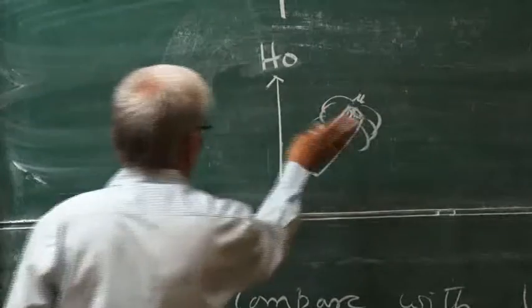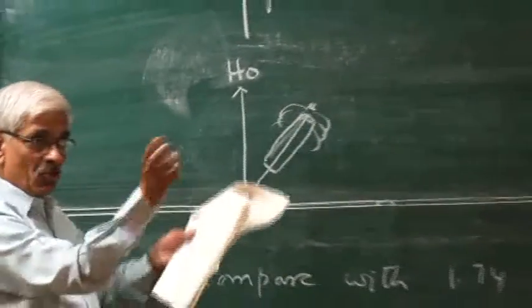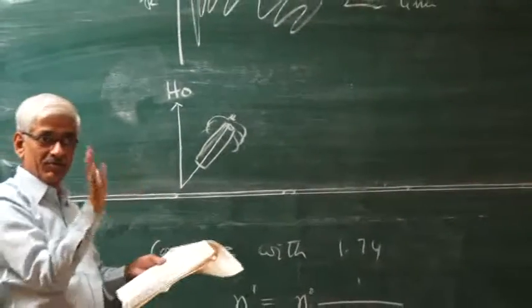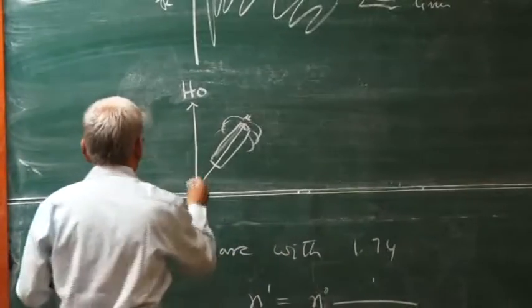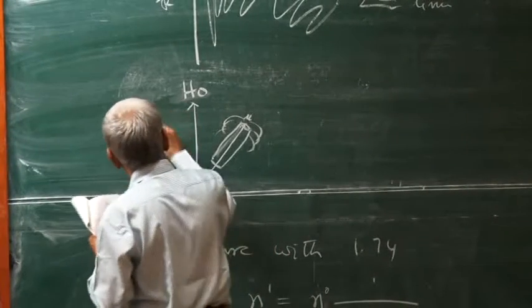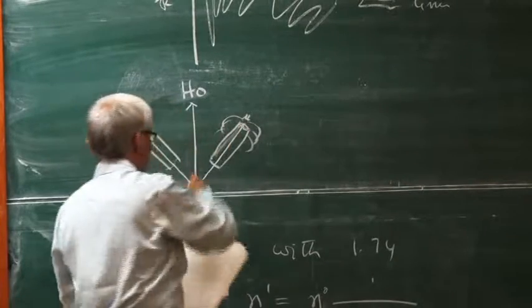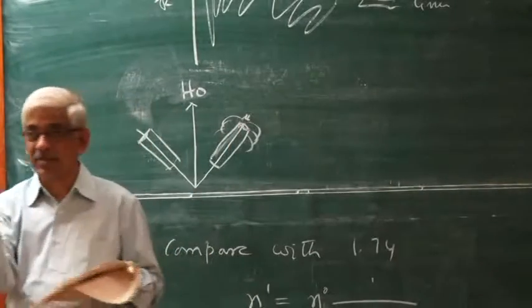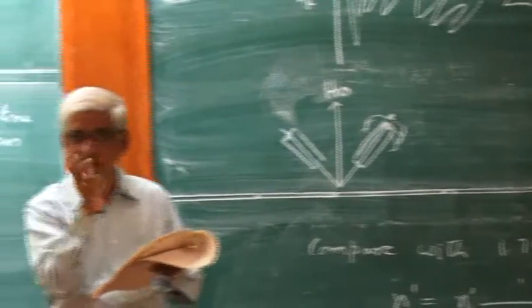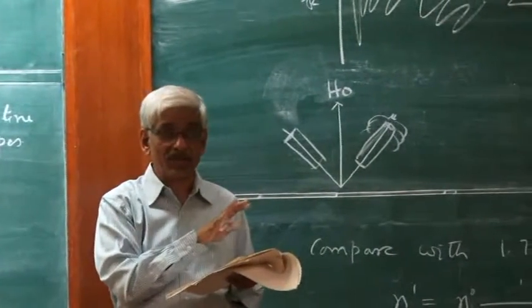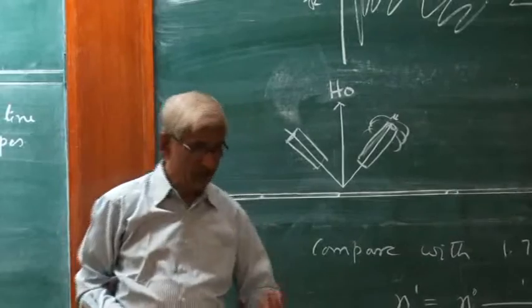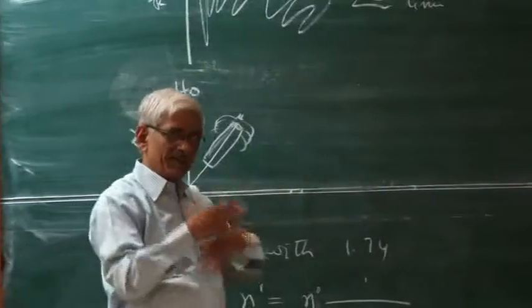And this whole thing moves. As the magnetic moment is precessing, this whole thing moves along with its flux lines. When the magnetic moment precesses, it moves along with its flux lines. Right? Okay. Now, there is also tumbling.